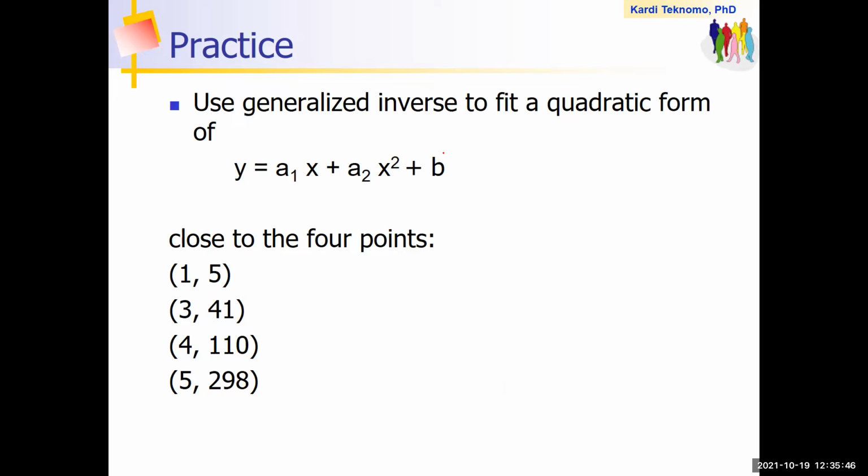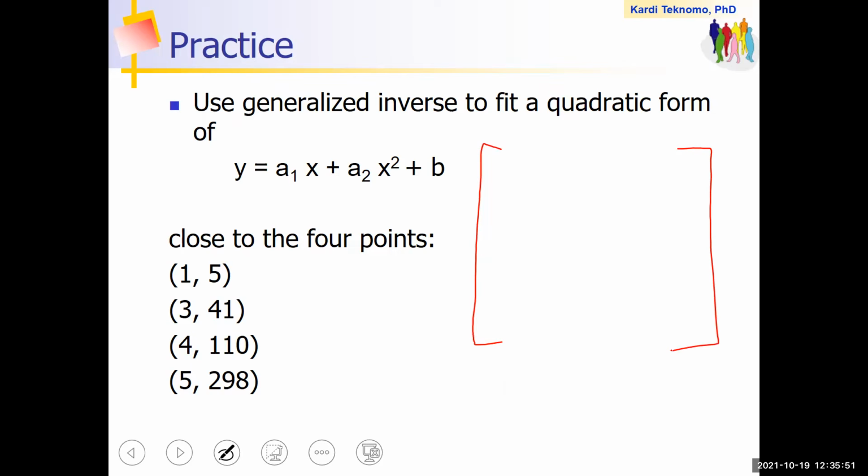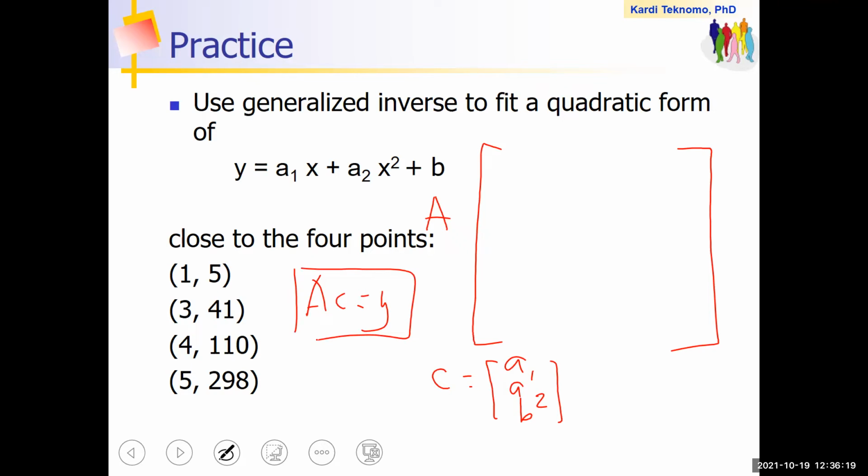So what is the matrix in here? The most important is, what is the matrix? I want to create a matrix A, and then let's call this C equal, I will have A1, A2, and B. Later on, I will have A times C equal Y. This is the equation that we will solve. So now, what is A?